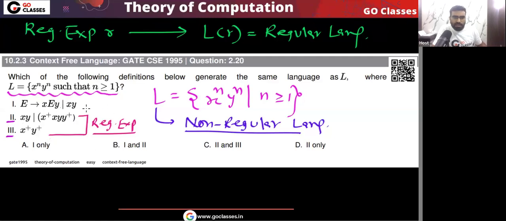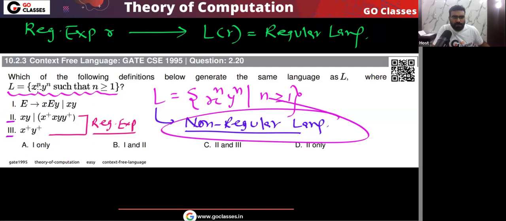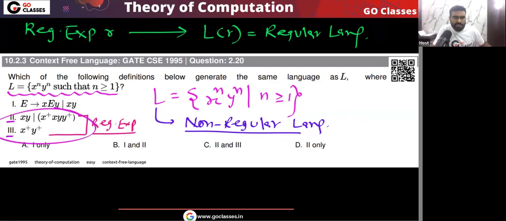We want that from these three, 1, 2, 3, which one will generate the language L? Language L is non-regular. So these regular expressions 2 and 3 will generate regular languages, so they are not the answer. So automatically which option is remaining? Only option A is remaining. And this is actually very simple.